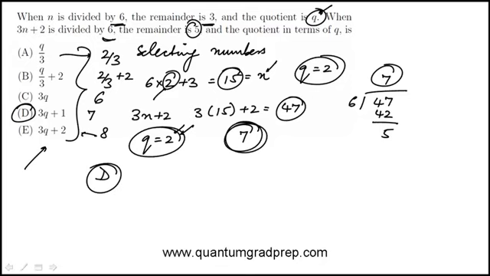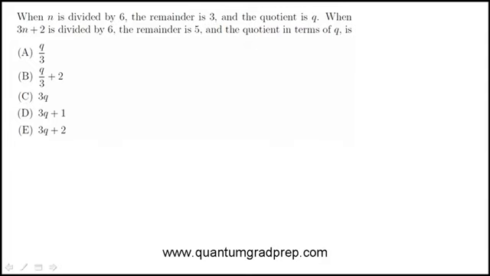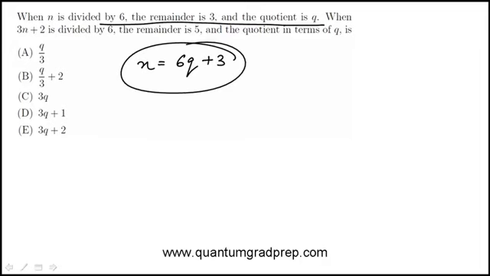So that's one approach to do it, by selecting numbers. Now you can also do it in a more general way, which means that the translation of this first sentence is n is 6 times the quotient plus 3. So this is the remainder algorithm. And this you definitely do need to know for the GRE.